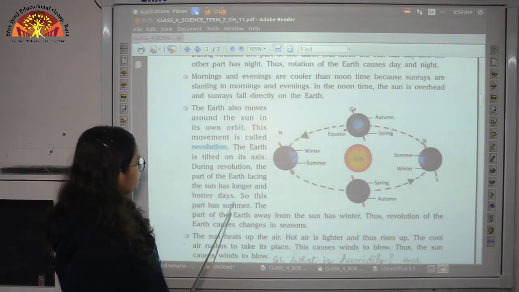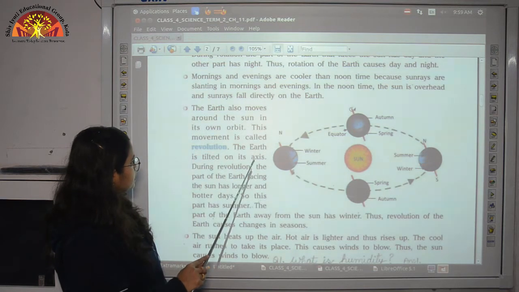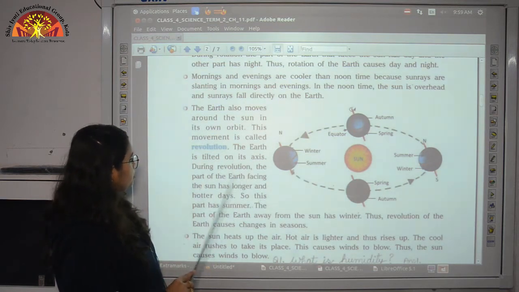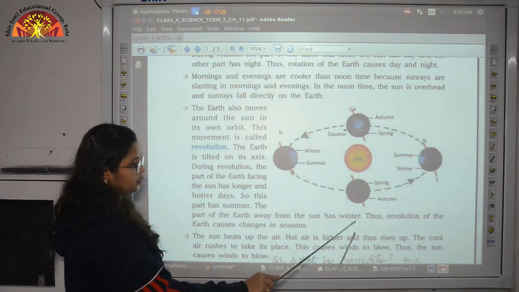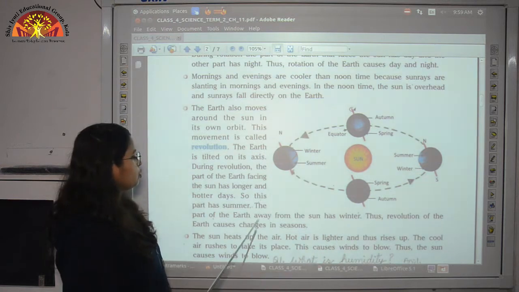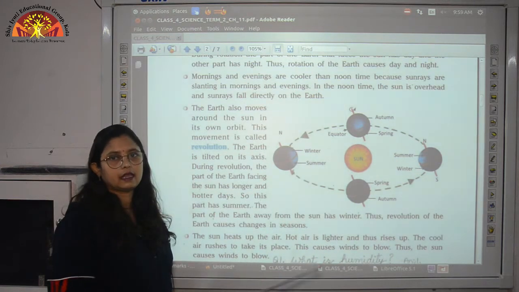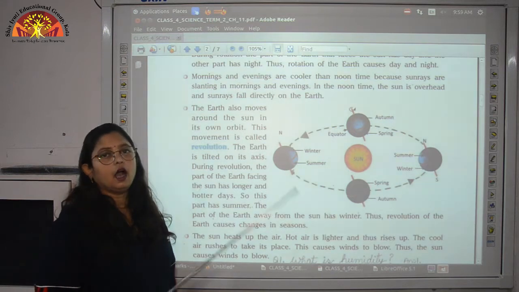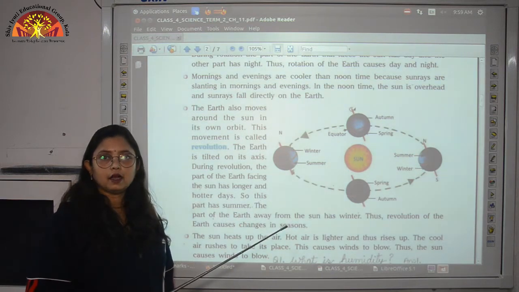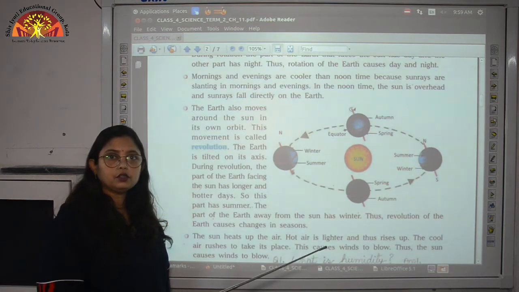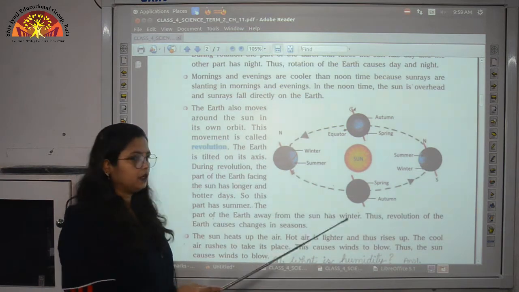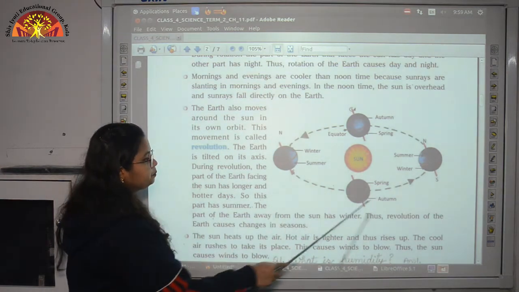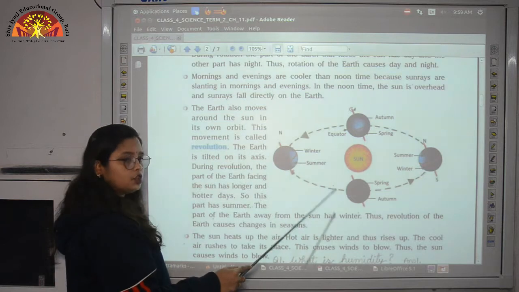So children, the earth is tilted on its axis. During revolution, the part of earth facing the sun has longer and hotter days, so this part has summer. The part of earth away from the sun has winter. Thus revolution of the earth causes changes in seasons, like there is summer season. After summer season, which season comes? Monsoon. After monsoon, there is autumn season, then winter, and then spring. So in this way the seasons keep on changing.